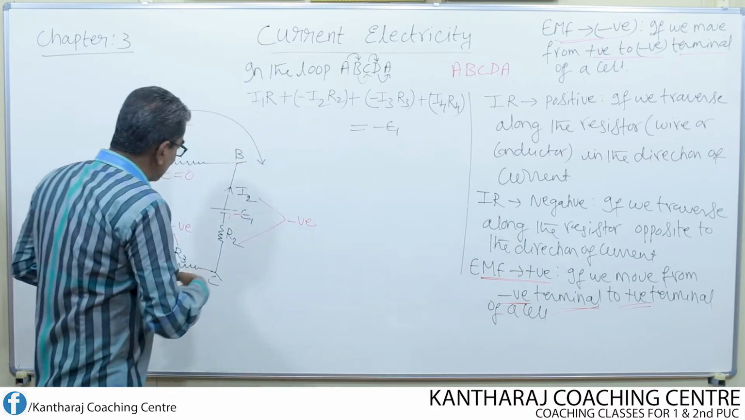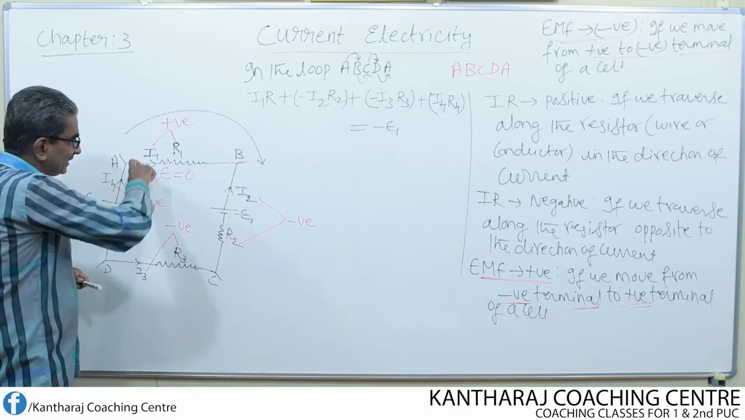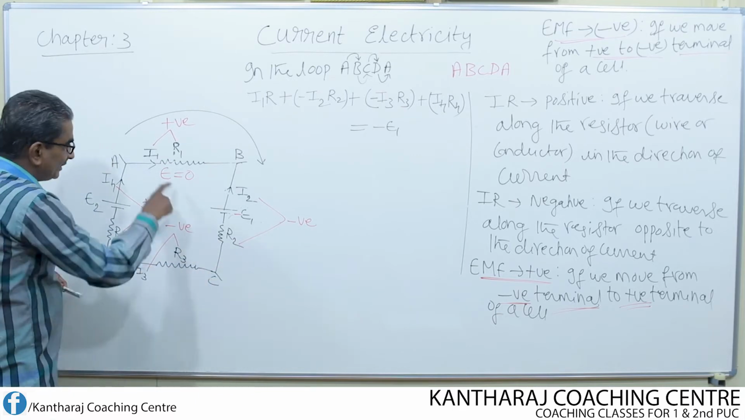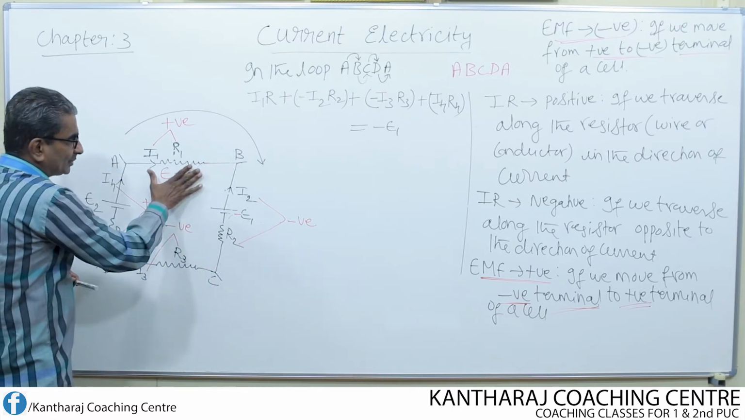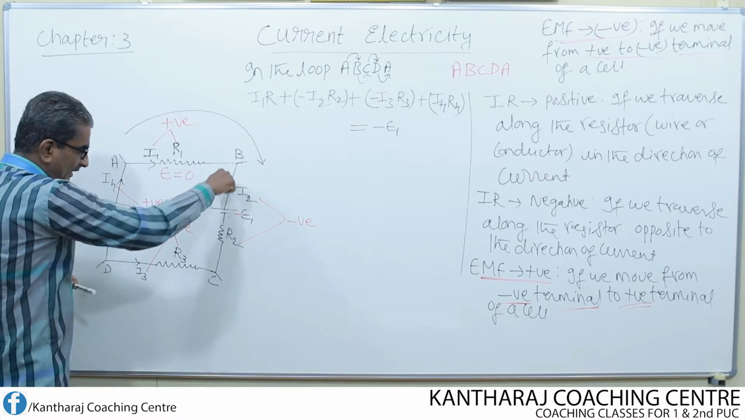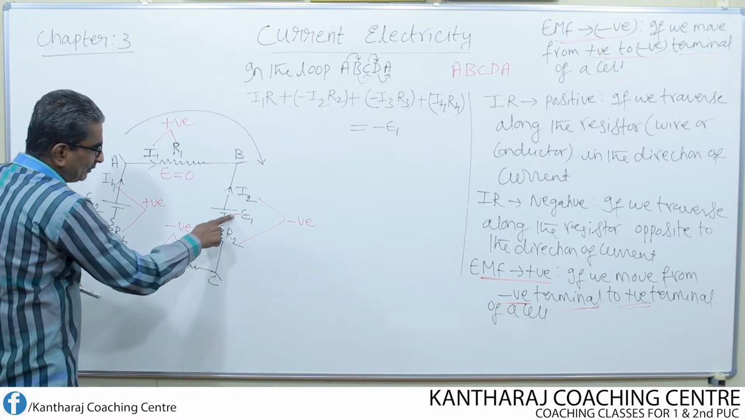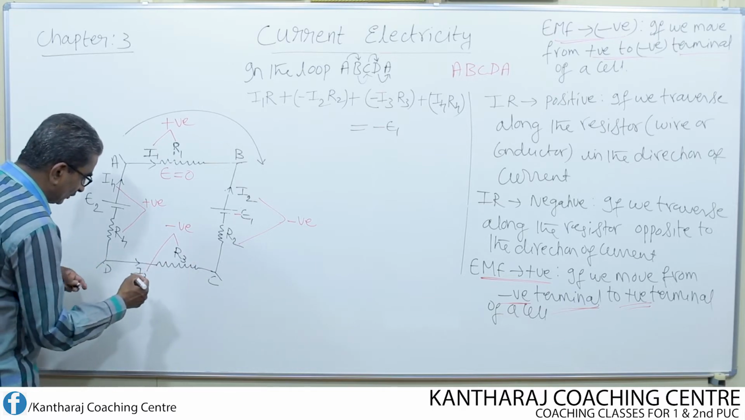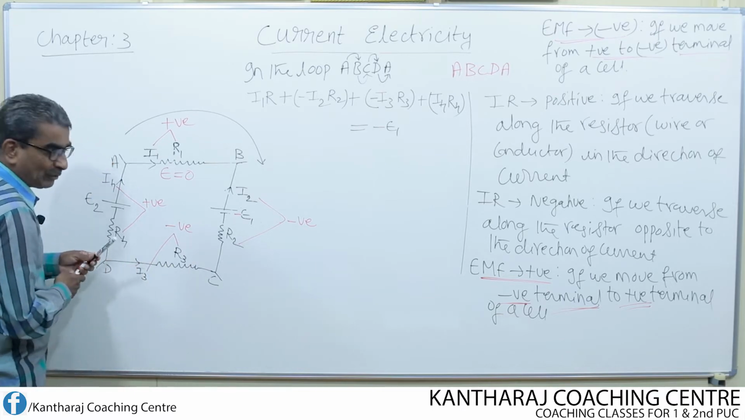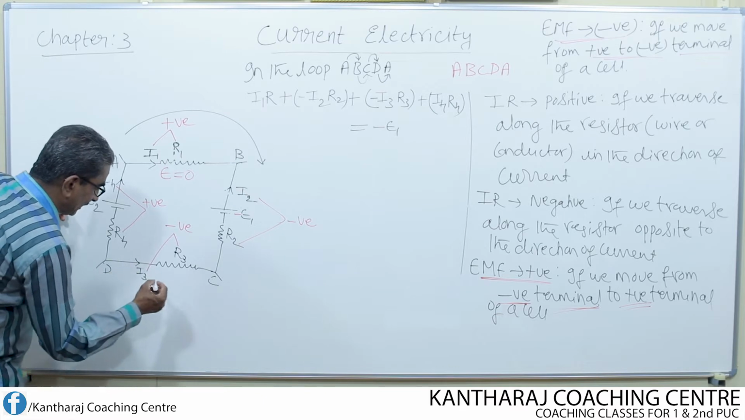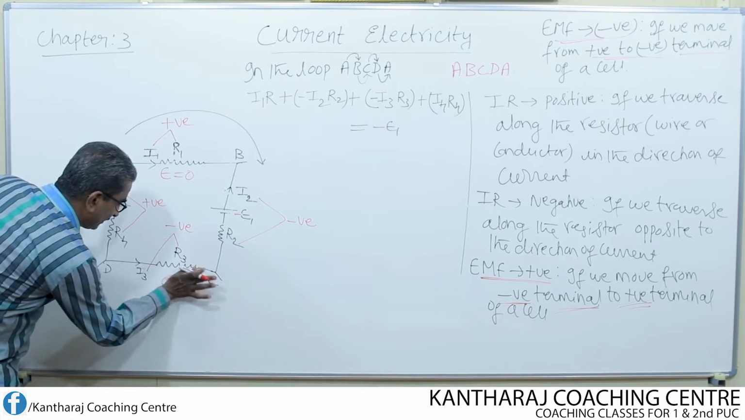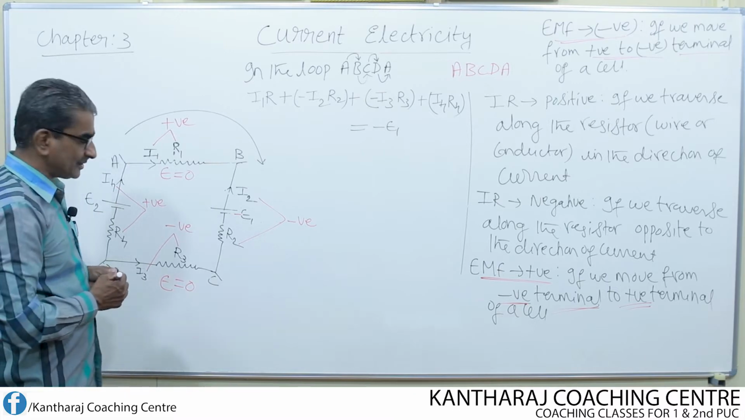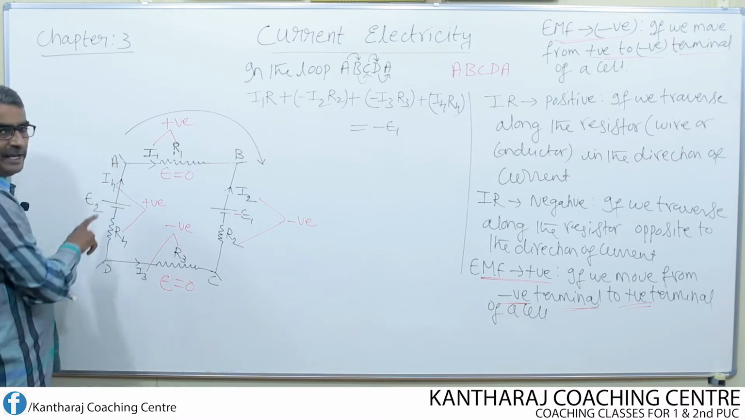Okay, next continue traveling along the same direction, that means in the clockwise direction itself. We moved from A to B, no cell, therefore EMF is 0. Next we moved from B to C, there is a cell whose EMF is negative. Next we move from C to D, here there is no cell, therefore here once again EMF in this branch is equal to 0 since cell is absent in this branch. Now move from D to A.